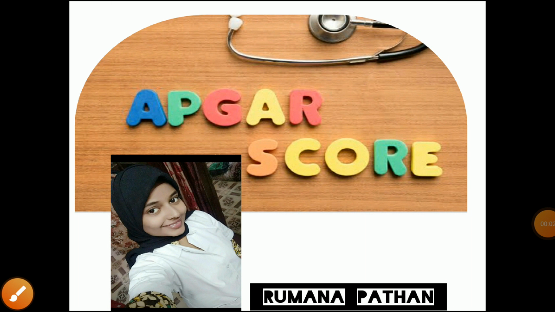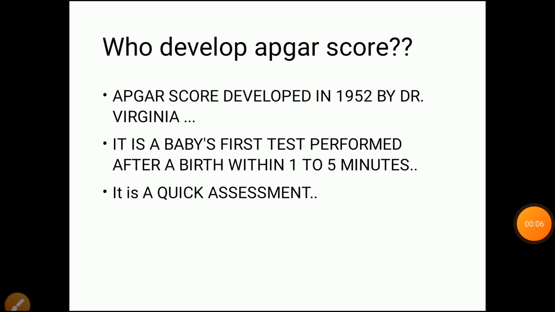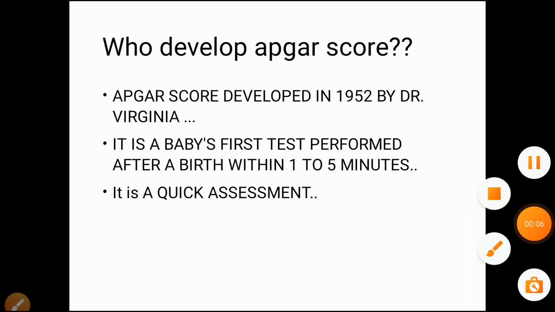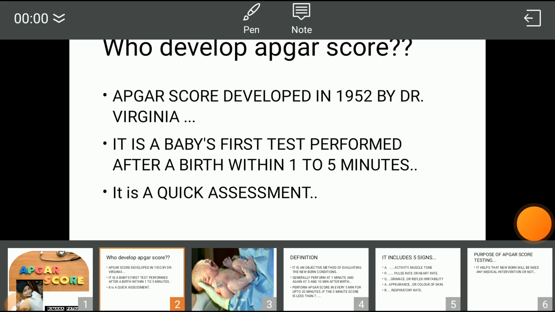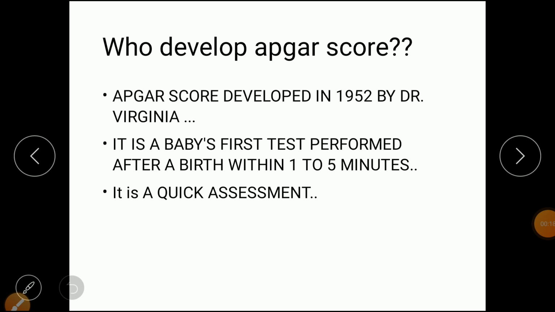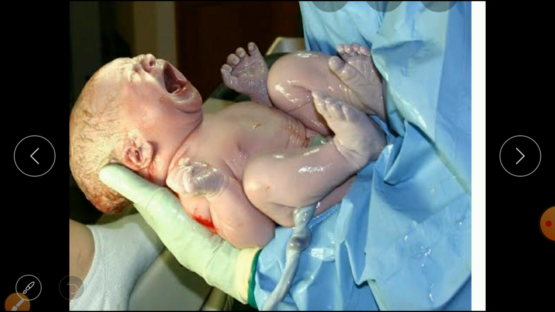Hello everyone. So in this video I'm going to talk about the Apgar score. So who developed the Apgar score? The Apgar score was developed in 1952 by Dr. Virginia Apgar. It is a baby's first test, performed after birth within 1 to 5 minutes. So that's why it is known as a quick assessment.